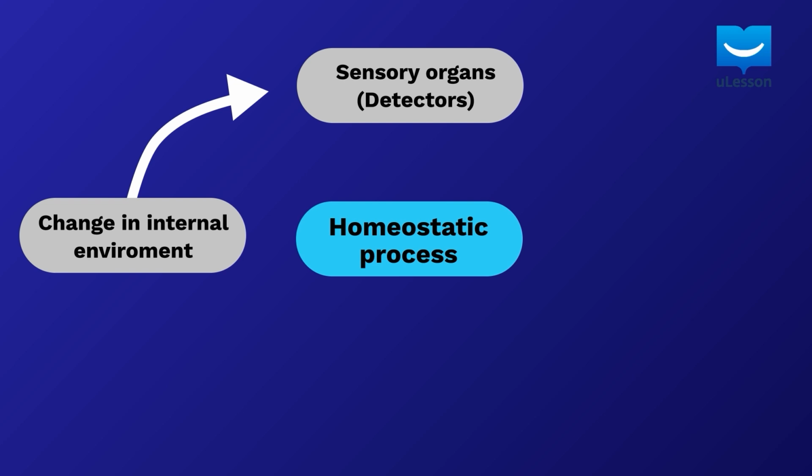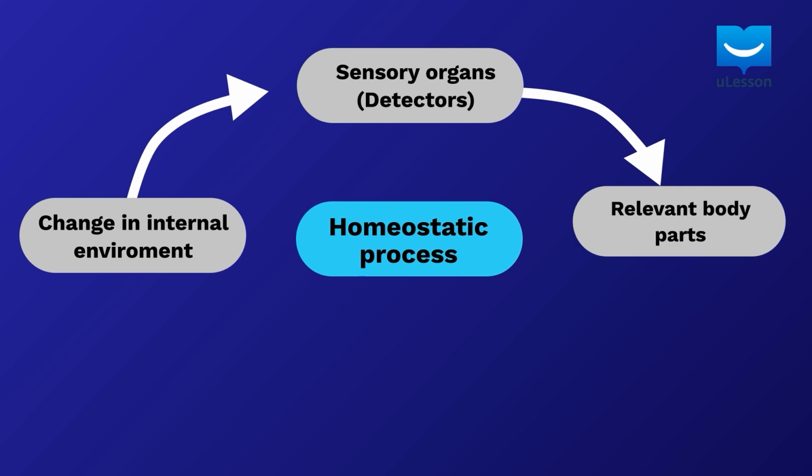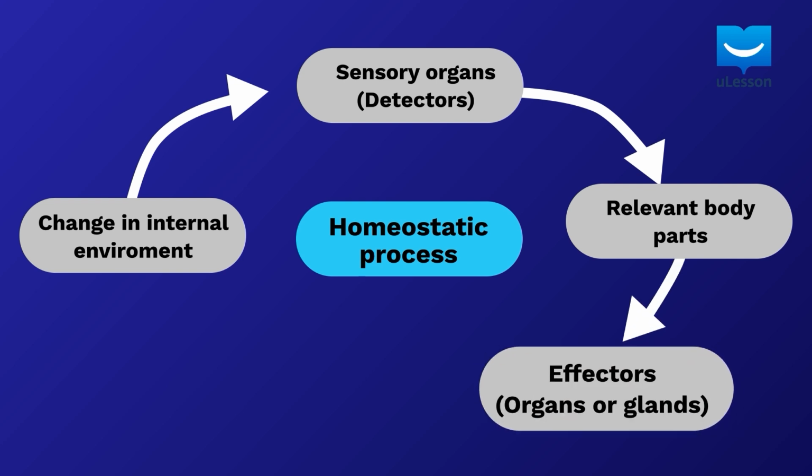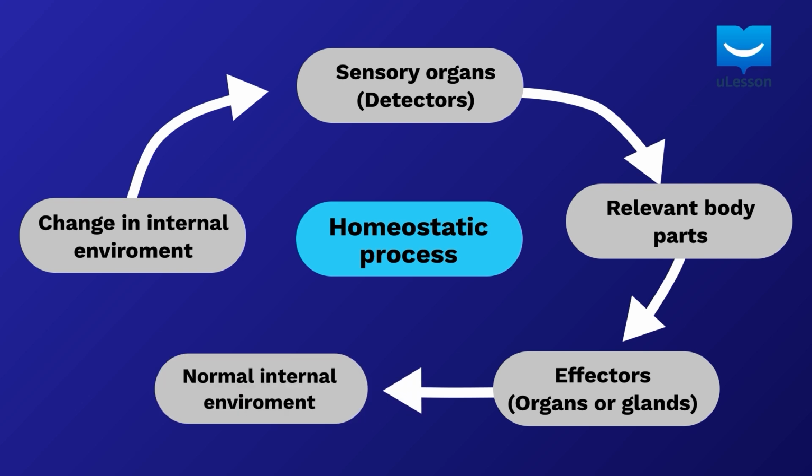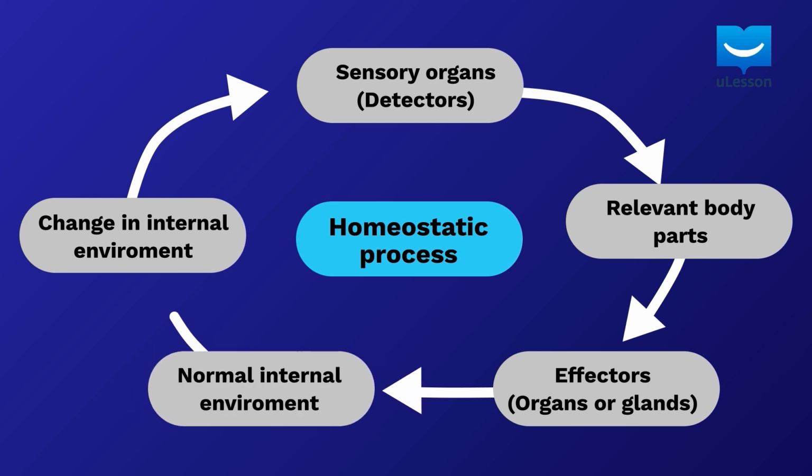The sensory detectors recognize these changes and then signal or stimulate an appropriate part of the body that receives these signals. These parts receive these signals and send out instructions to a set of organs or glands, which are known as effectors. Now, the effectors finally react to restore the body's internal environment to normal. And that is the basic plan of the homeostatic process.